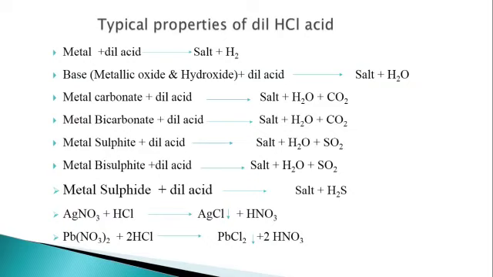Whenever silver nitrate reacts with dilute HCl, it forms white precipitate of silver chloride and nitric acid. When lead nitrate reacts with dilute HCl, it forms white precipitate of lead chloride and nitric acid. So these are the typical properties of dilute HCl.